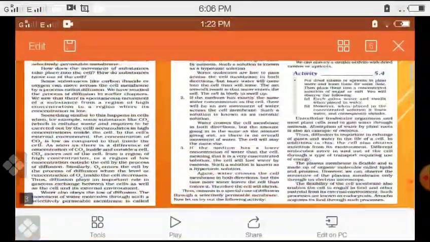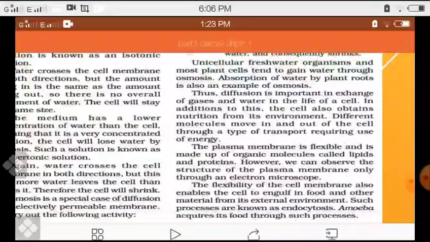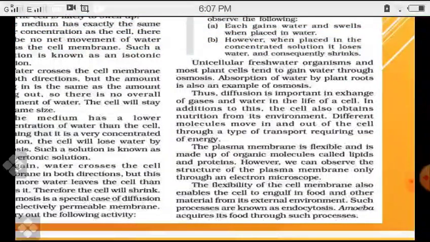Moving on to the textbook part, the last part. In unicellular freshwater organisms and most plant cells, there is a tendency to gain water through osmosis. Absorption of water by the plant roots is also an example of osmosis. So how plants absorb water by the roots is through the process of osmosis. Thus diffusion is important in the exchange of gases and water in the life of a cell.